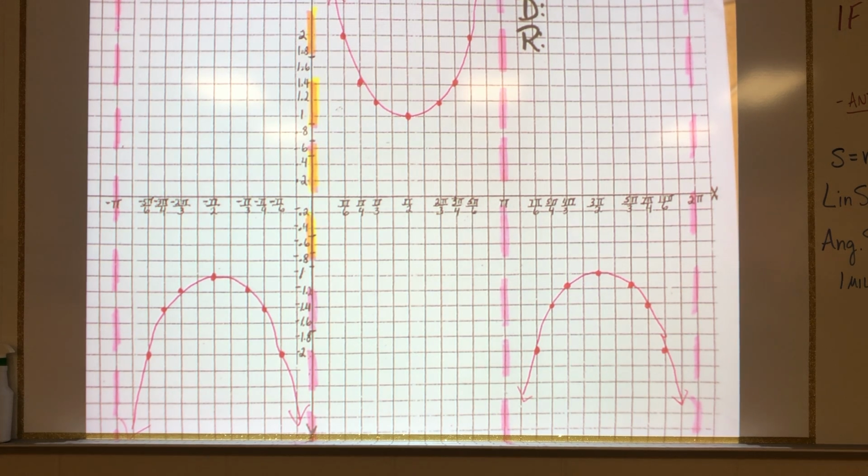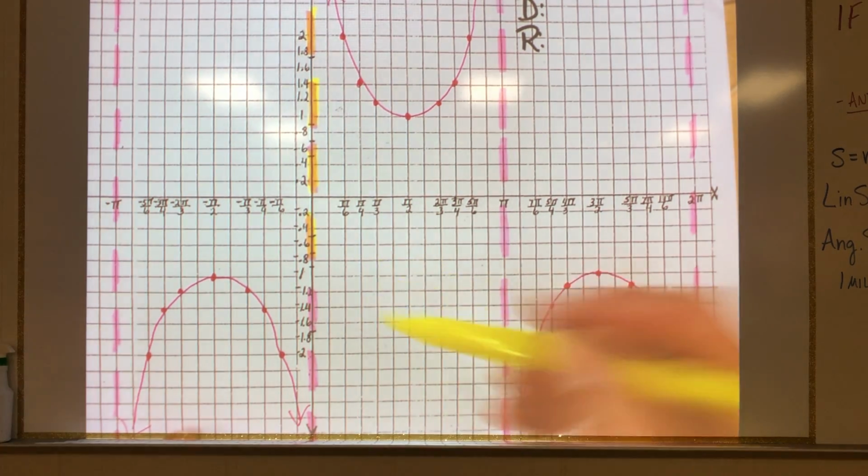Who is the only even one I told you you needed to know? Cosine. Cosine is the only even one. I said you have to know cosine's even, and that makes who else even? Secant, and everybody else is odd. Okay? Everybody else is odd. All right, so odd functions, watch.